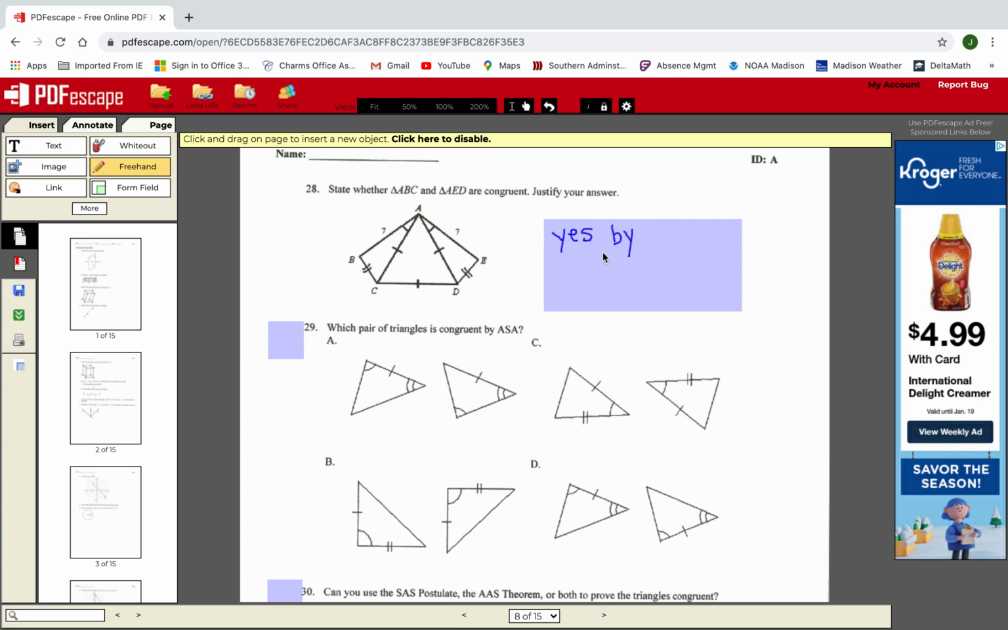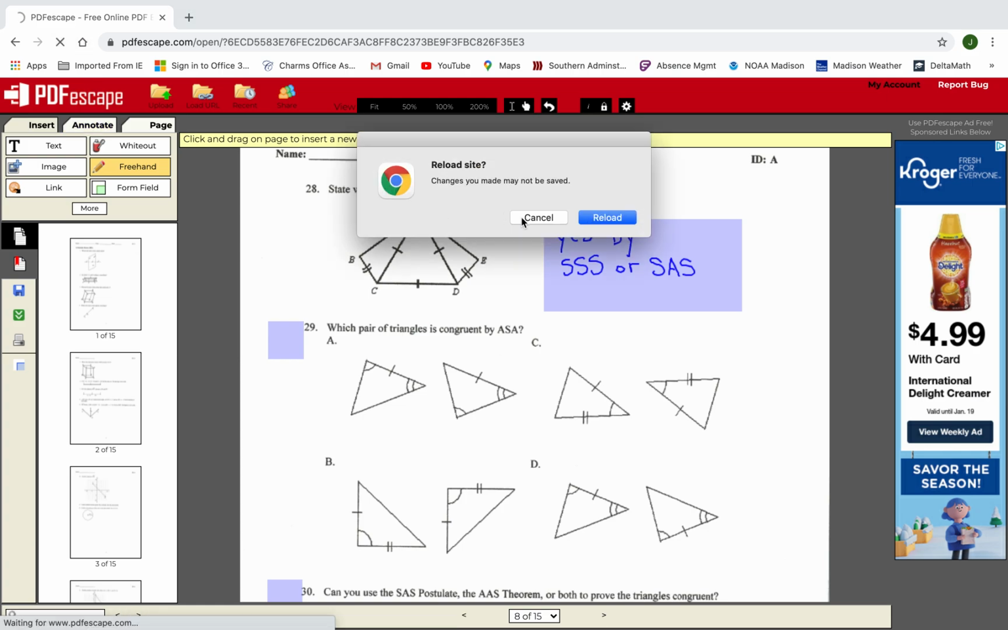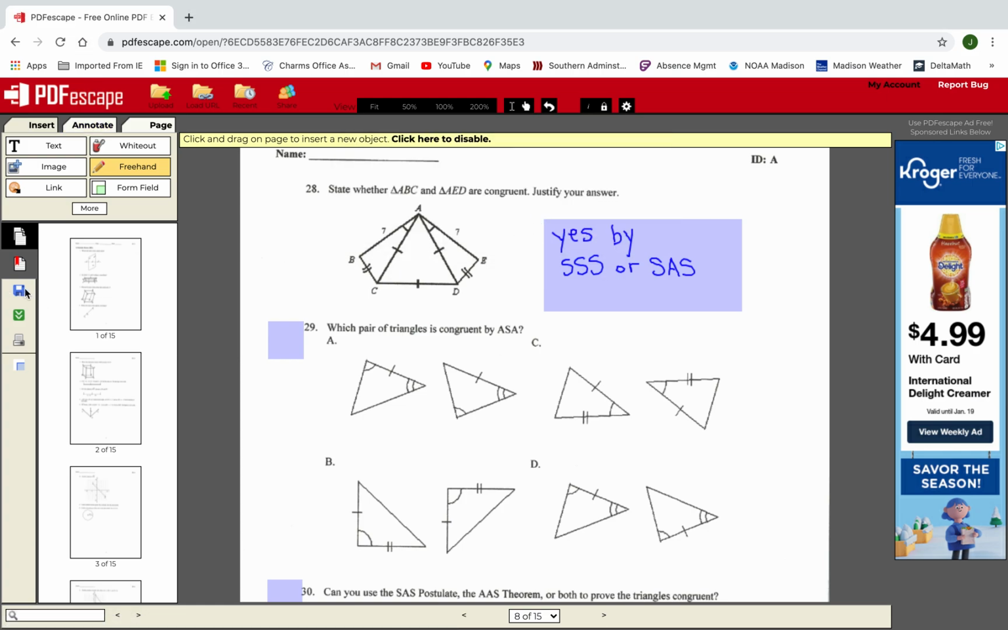So you can do this by SSS, or notice that you also have a corresponding angle marked congruent. So you could also use SAS. Now you only have one angle marked in each one of those triangles, so you can only use SAS because it has one A. You can't use AAS or ASA because those have two A's in them, okay? So you can say yes by SSS or SAS in this one.